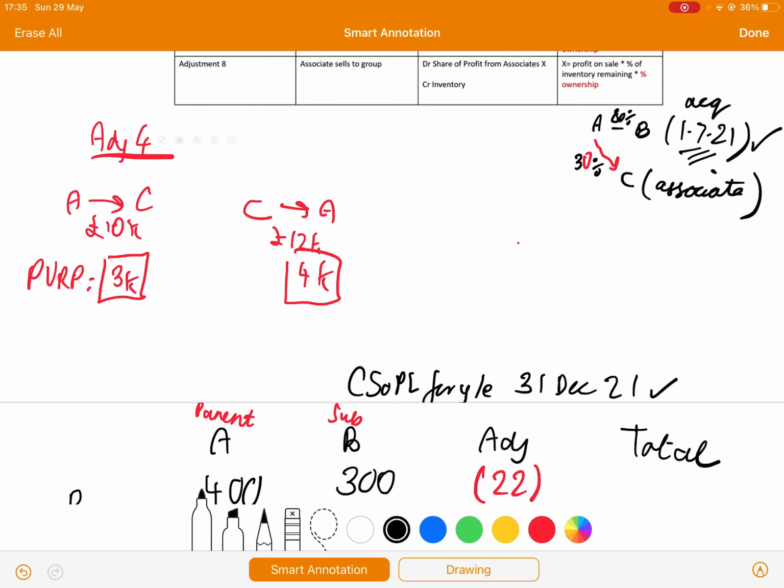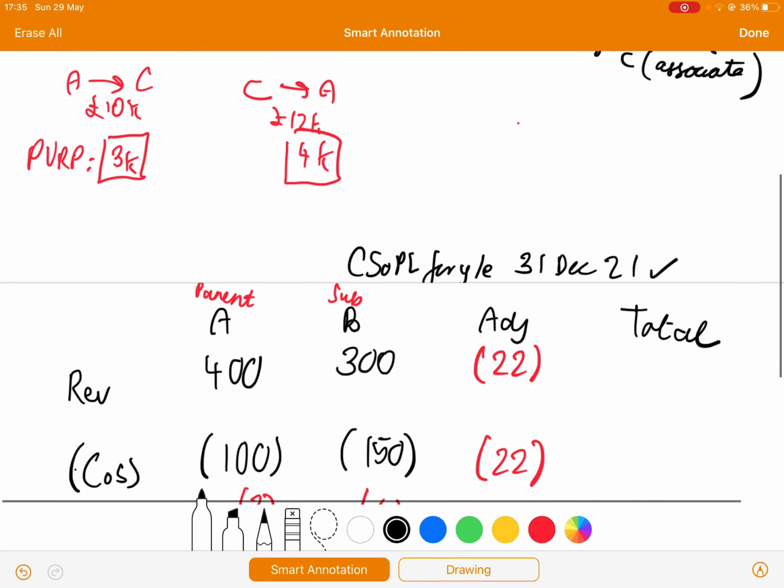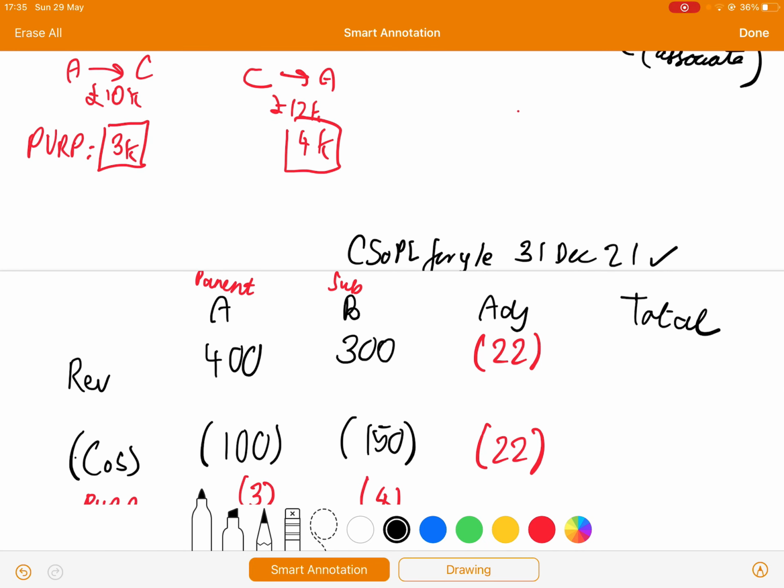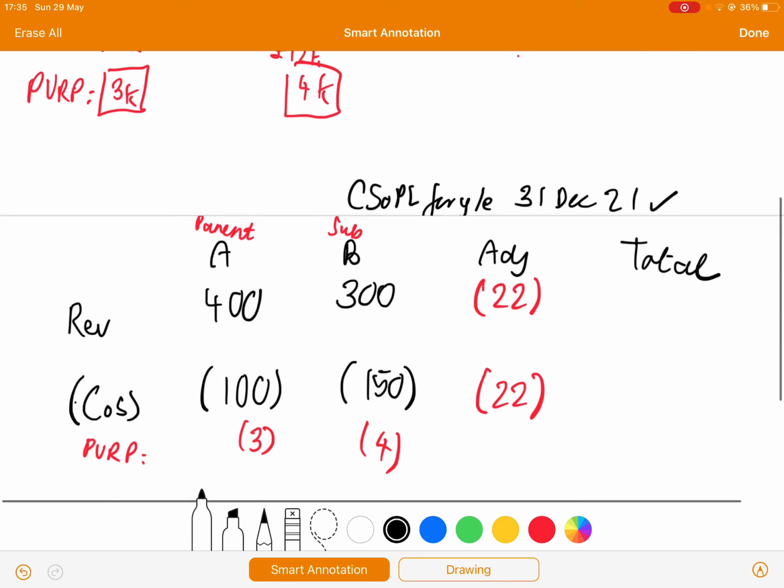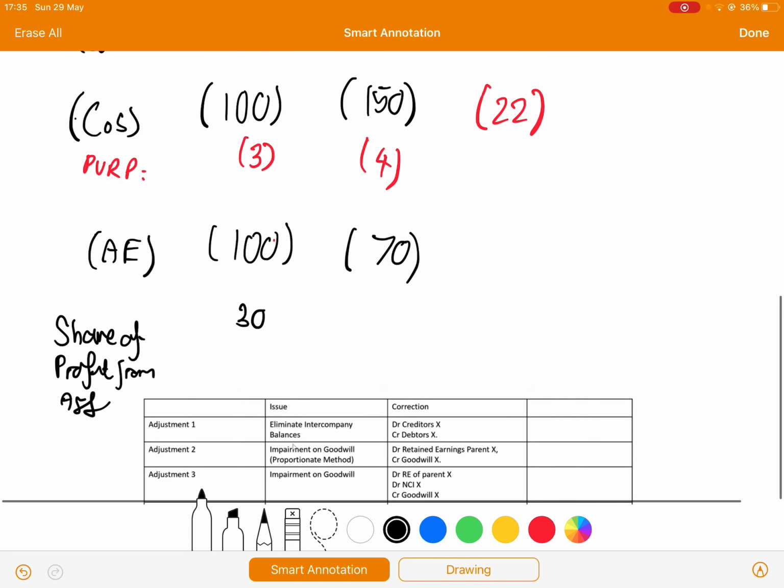Now, what you need to remember is that C is not part of the group. C is an associate, it's outside of the group. So we don't need to deduct 10k and 12k from revenue and cost of sales. But we do need to make an adjustment for the 3k and 4k because we're already recognizing a share of profit from the associate. I've added a figure of 30 just to highlight the point.